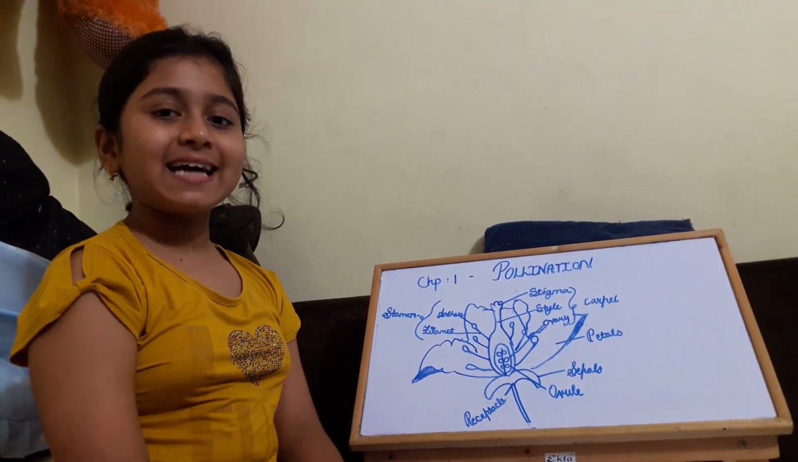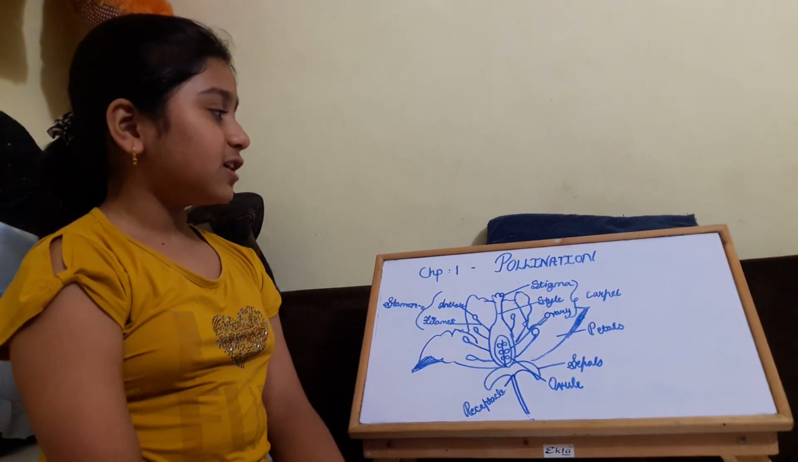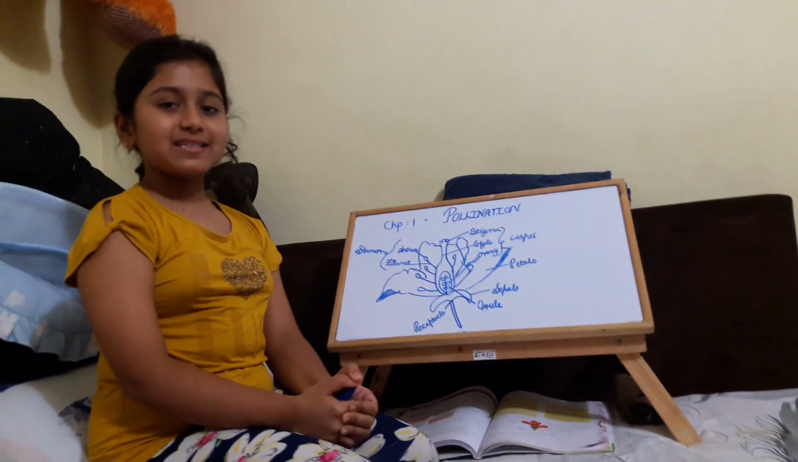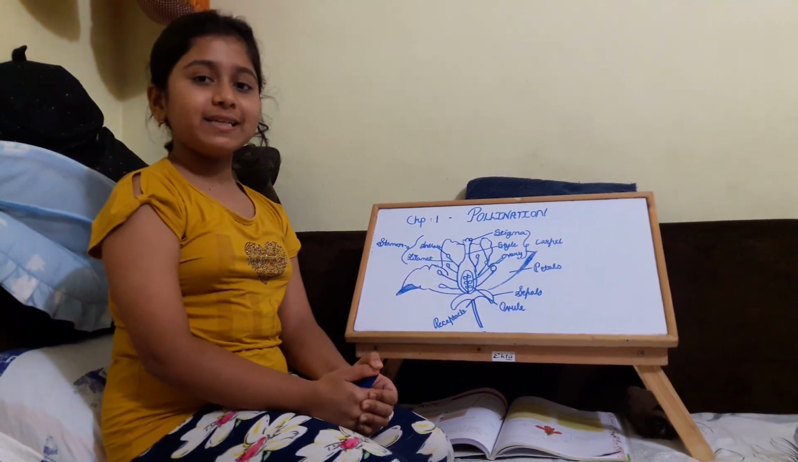My name is Aliza and I'm 10 years old. And today I'm going to teach you all science, and our topic for today is pollination.